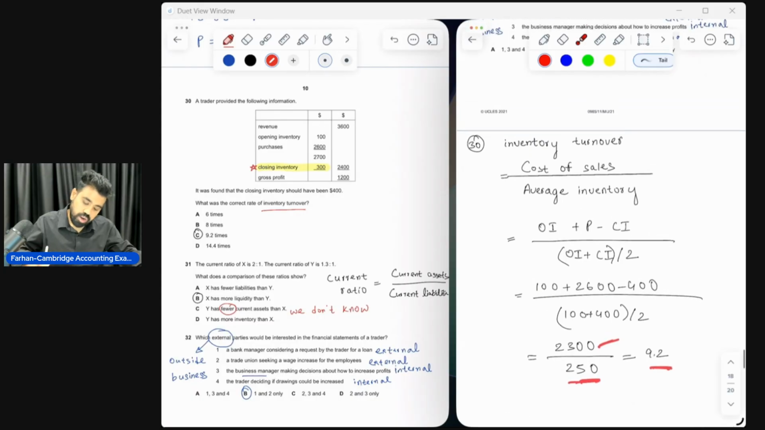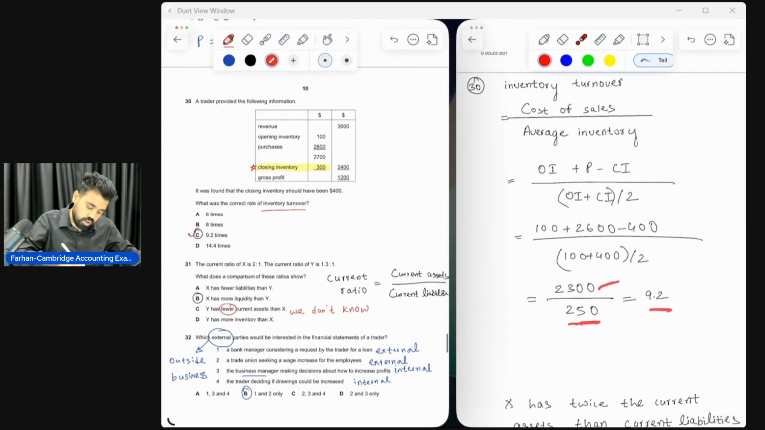So therefore, the correct rate of inventory turnover is option C. Mainly what you have to know is the correct inventory turnover formula.